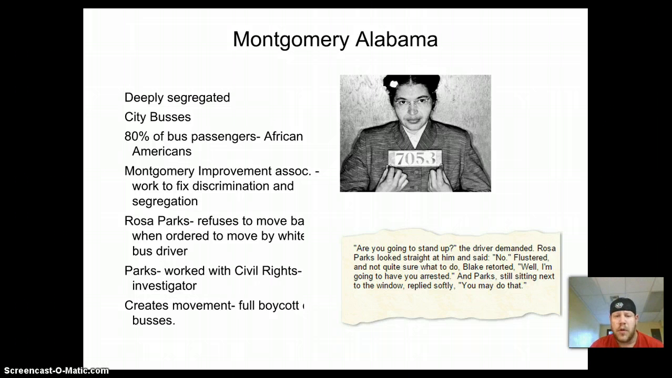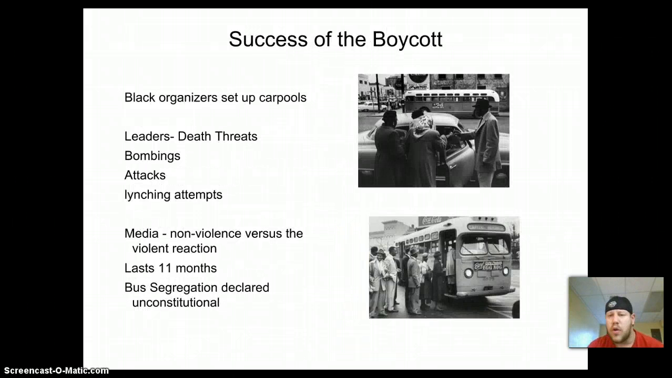And now Rosa Parks, she worked with the civil rights organization and creates this full movement, a full boycott of buses in Montgomery, Alabama. So the organizers, the Montgomery Improvement Association, helped set up carpools that you see here. Those who did own cars worked together to make sure everybody could get to their jobs, those kind of things. The leaders of this movement, man, they had death threats against them. So did Rosa Parks. There were bombings of churches and buildings and houses, that kind of stuff, attacks, lynching attempts, everything, these things were happening. And what the media focused on, what the main goal of this was, the media focused on the nonviolence of the boycott versus violent reaction.